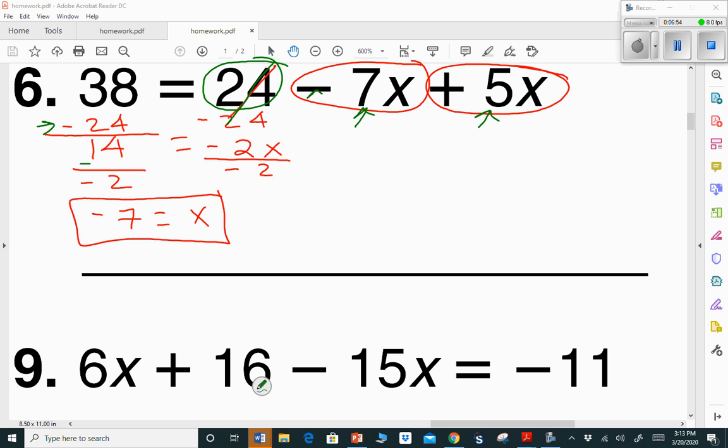So at this point now we've got 14 equals negative 2x. Don't forget your equal sign and don't forget your negative. The x is not by itself yet, so we're going to divide both sides by negative 2. That goes away, leaving you with x. Bring down your equal sign. And 14 divided by negative 2 is negative 7. So negative 7 equals x.